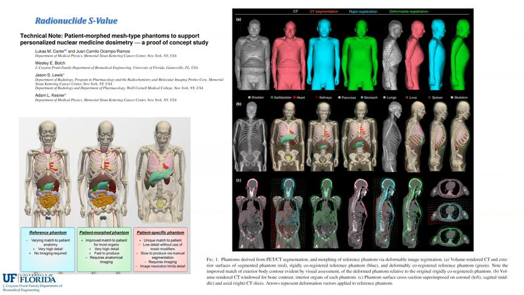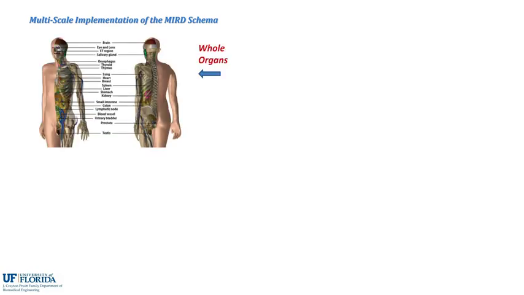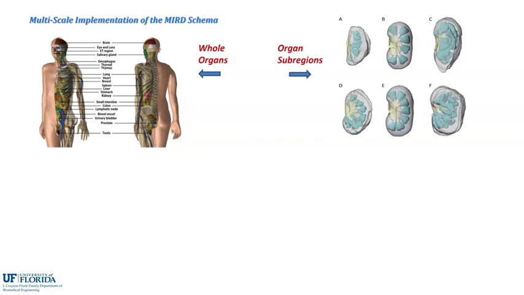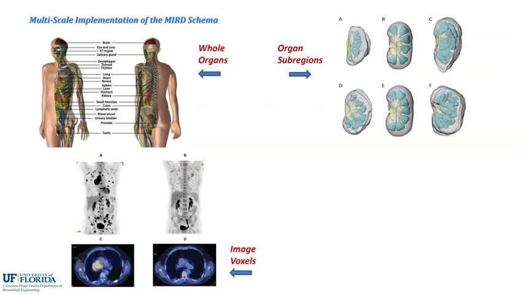And then using radiation transport simulations, you can calculate S values that are much more individualized to the patient than using reference phantoms. The MIRD schema can be applied at multiple scales. Obviously, we can have whole organs. Whole essential organs can be sources and targets. You could have suborgan regions. In the case of the kidney, you can separate the renal cortex from the renal medulla.